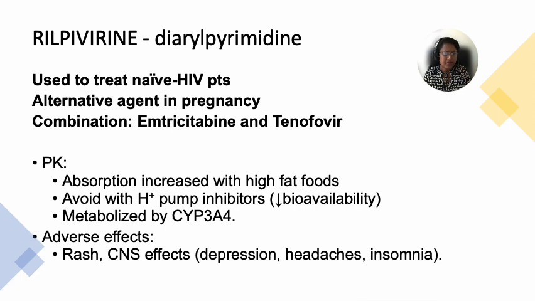Rilpivirine is used to treat patients who have never received antiretroviral therapy yet. It's one of those treatment naive agents, and it's an alternative in pregnancy. In combination, it comes with emtricitabine and tenofovir. It's well absorbed with high fat foods, but proton pump inhibitors may reduce its bioavailability. Its side effects are similar to the NNRTIs.